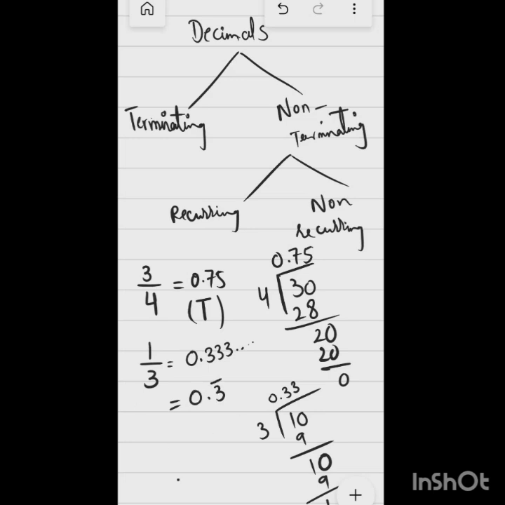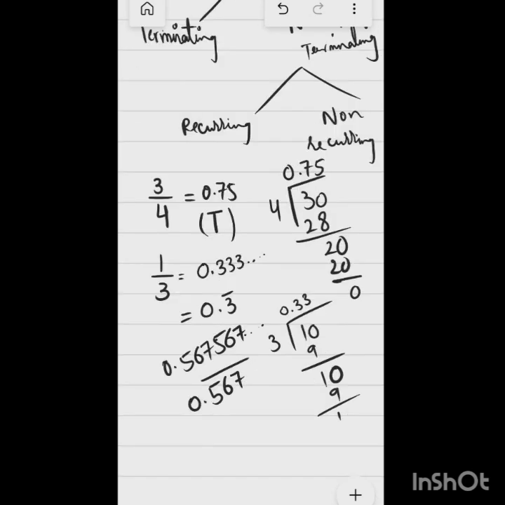Like you said, there can be a pattern which is repeating. For example, if a number is 0.567567, then 567 keeps repeating, and so on. Then we can write it as 0.567 with a bar, because this shows that this is the pattern which is repeating.